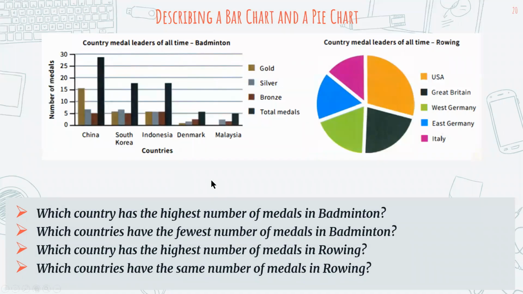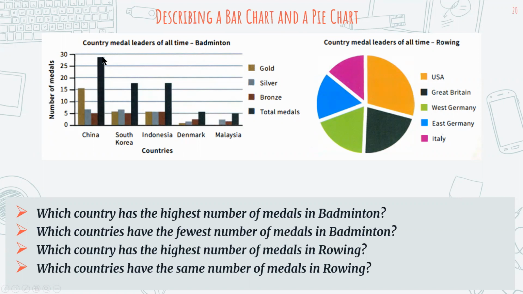Okay, now here is a question describing a bar chart and a pie chart. You could have such a question at the exam. You have a bar chart and a pie chart. You have to study, as we said, spend 2 minutes studying the visual data. Here we have country medal leaders of all time in badminton. It's a kind of sport. Here we have China, South Korea, Indonesia, Denmark, and Malaysia. And here the keys: gold, silver, bronze, total medals.